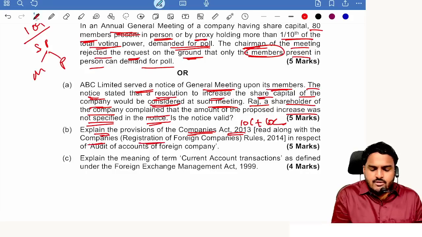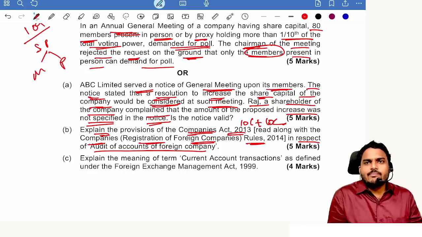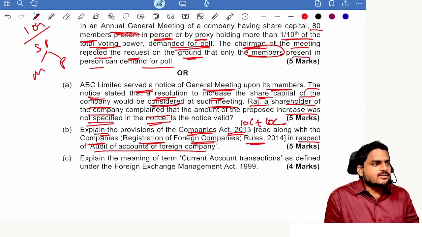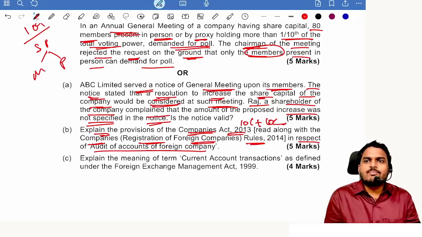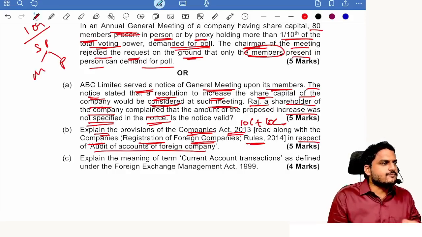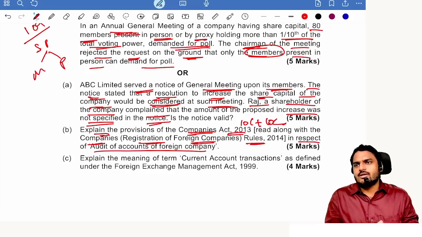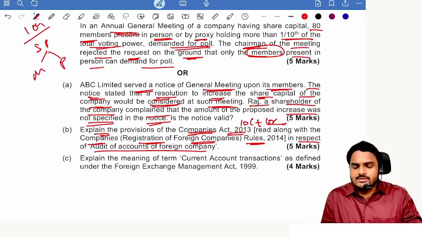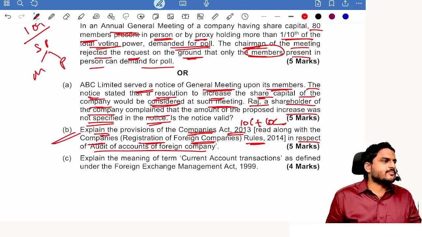Explain provisions of Companies Act 2013, Companies (Registration of Foreign Companies) Rules 2014 in respect of audit of accounts of a foreign company. Accounts similar to section 128. Yes or no? Financial statements similar to section 129. Audit and auditors similar to chapter 10. Who can do the audit of these entities? A practicing chartered accountant or a firm of chartered accountants or LLP. And that audit is as per chapter 10 of Companies Act 2013, simply giving reference to chapter 10.